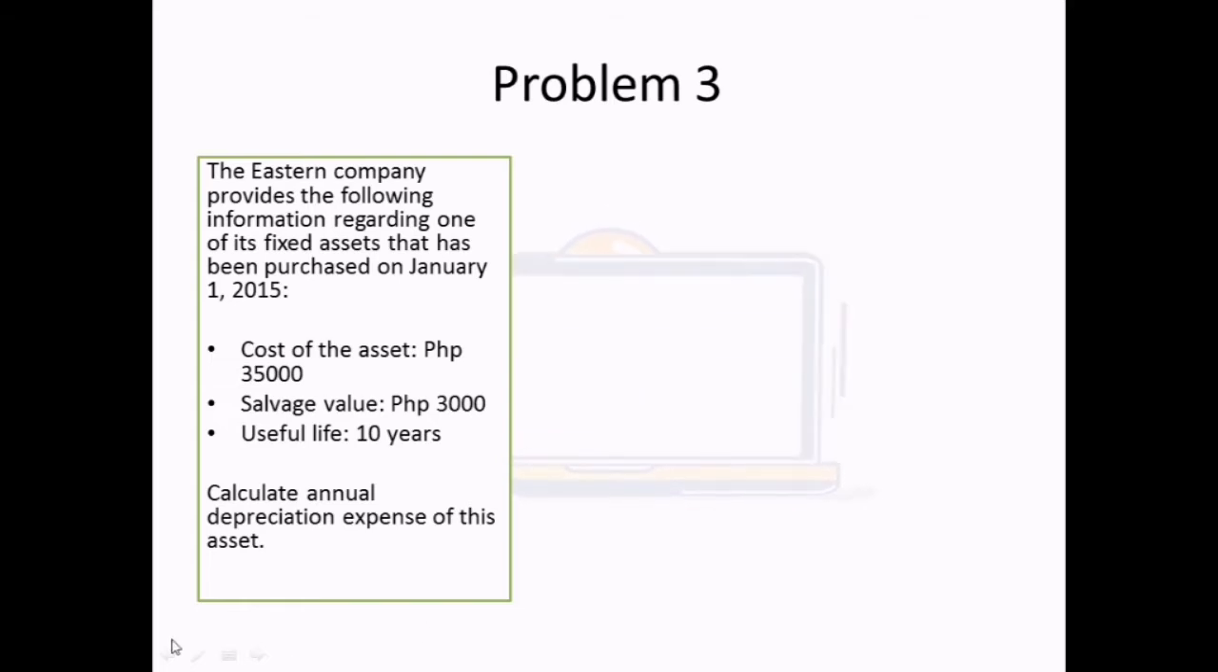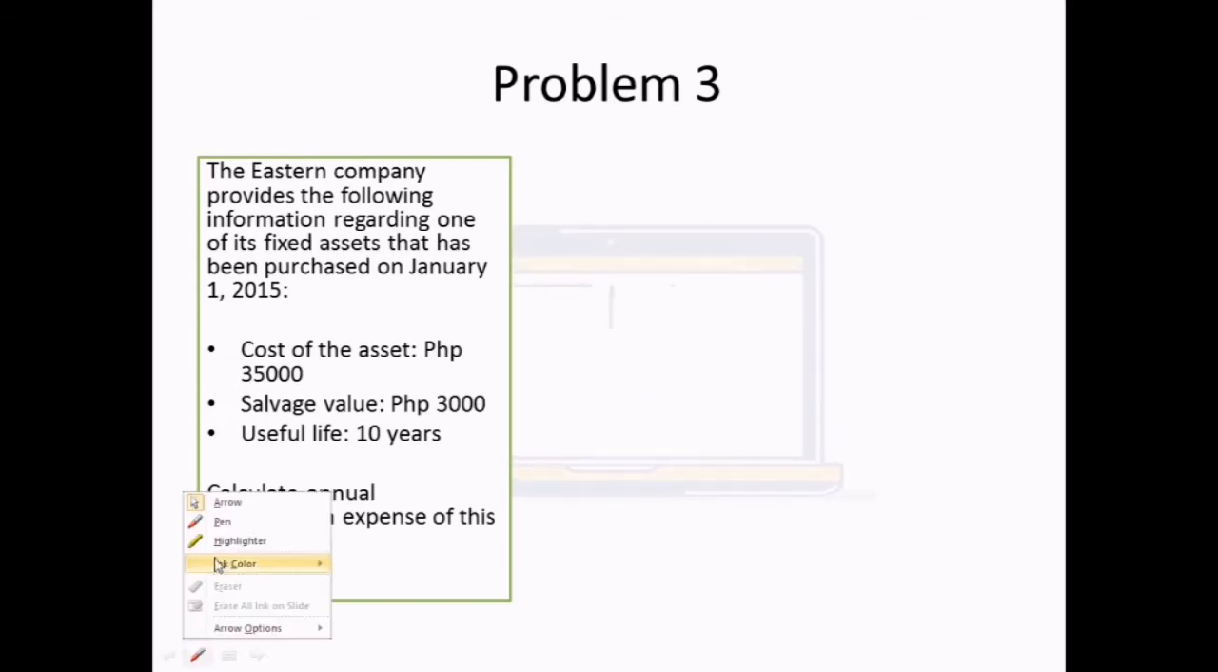Next problem. So, for problem 3, the Eastern Company provides the following information regarding one of its fixed assets that has been purchased on January 1st, 2015. The cost of the asset is 35,000 pesos. The salvage value is 3,000 pesos. The useful life is 10 years. So calculate the annual depreciation expense of this asset.